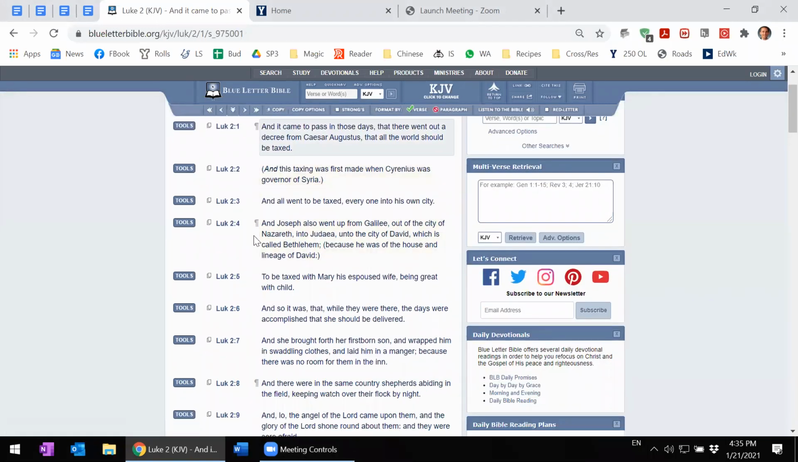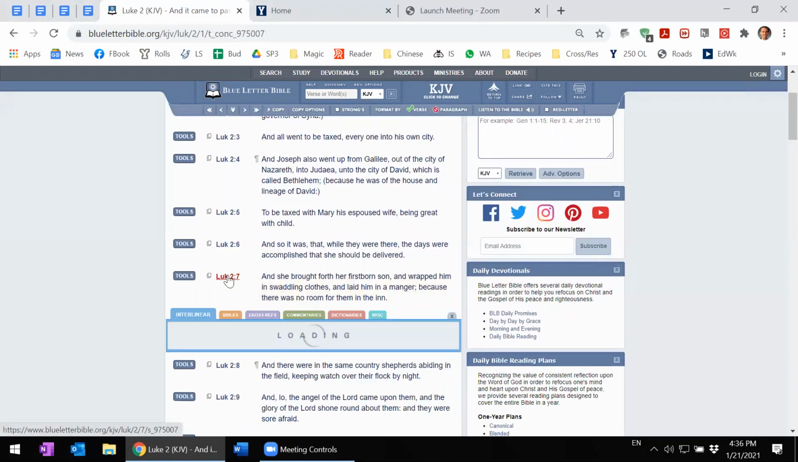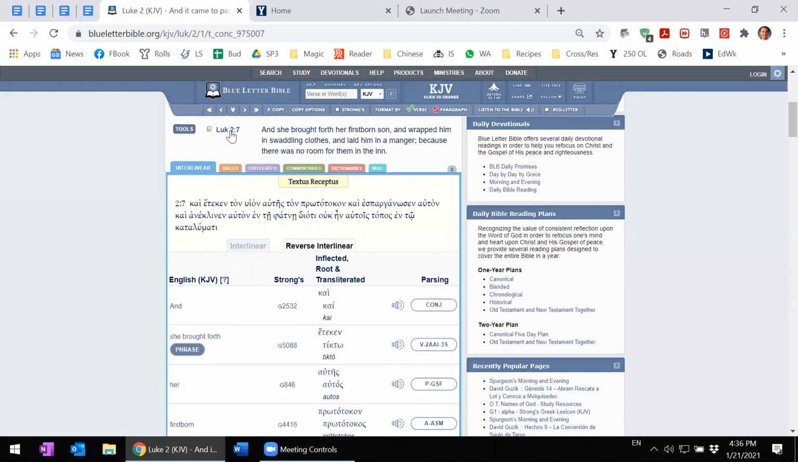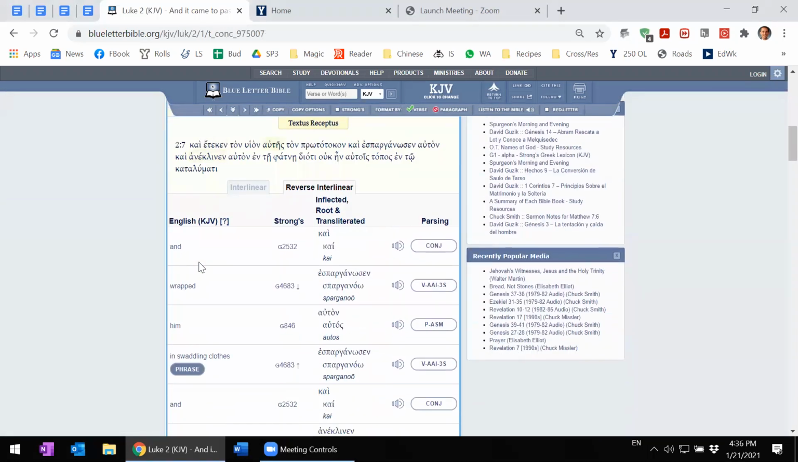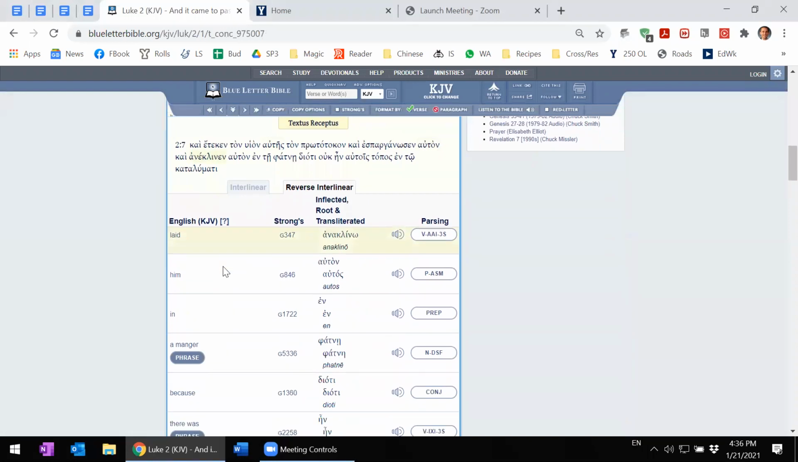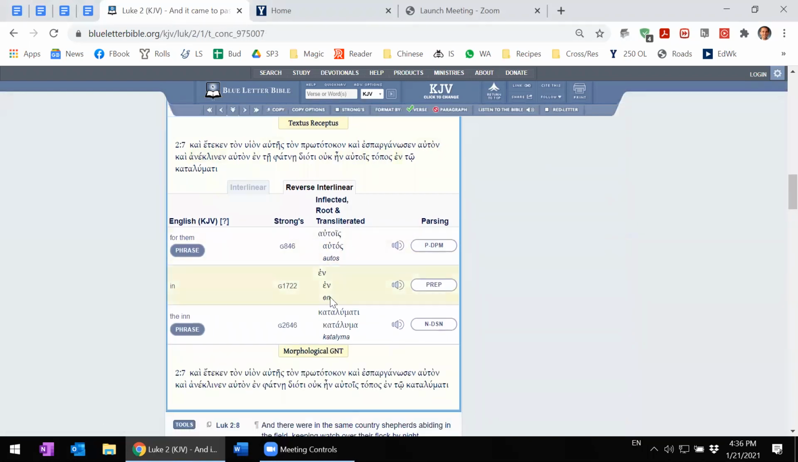I don't read Greek, but as I'm reading the English, I see this phrase, "there was no room for them in the inn." I'm kind of curious. I've heard about the innkeeper's wife, like, what's happening at the inn here? So if I click this Luke 2:7 right here, that takes me to what's called the interlinear. And I can see the English on the left, and then it tells me the Greek on the right, in this middle column.